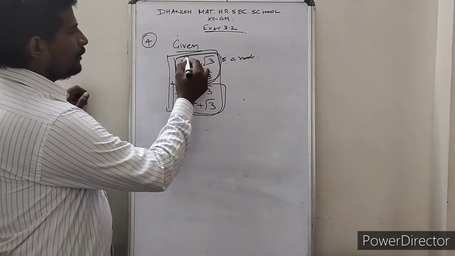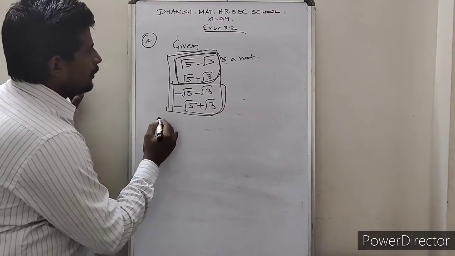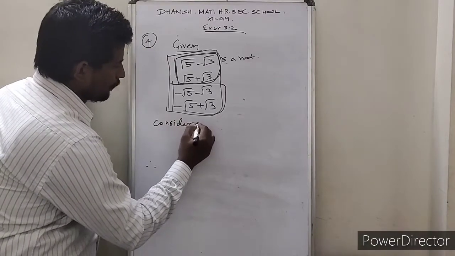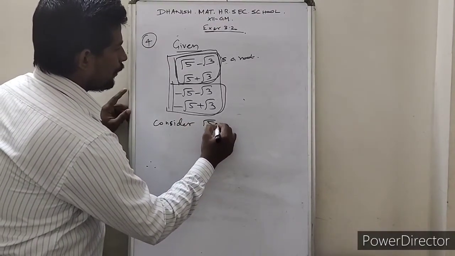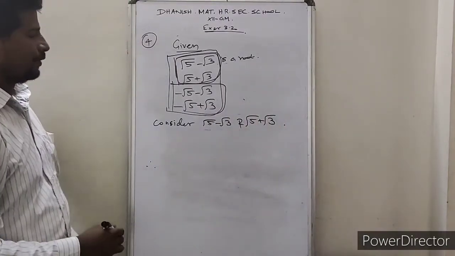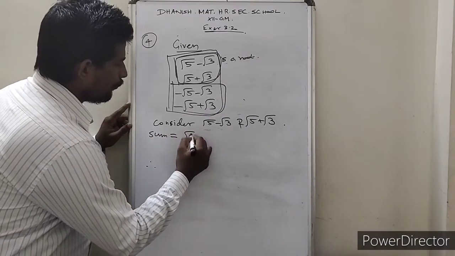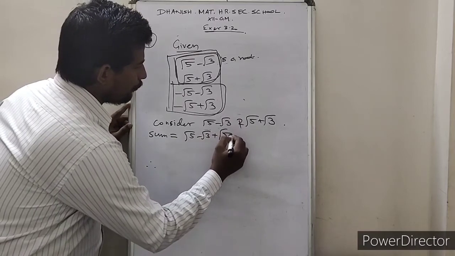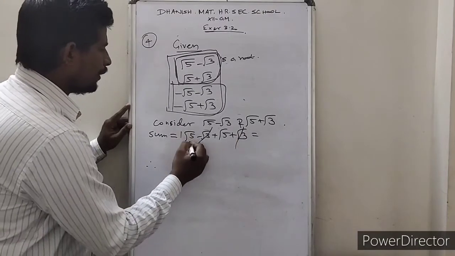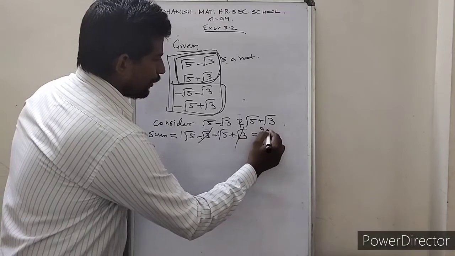First, I am going to take these two. By using these two, we can write a quadratic equation. First, I am going to consider root 5 minus root 3 and root 5 plus root 3. Now, I am going to find the sum: root 5 minus root 3 plus root 5 plus root 3. These two will get cancelled. What's the remaining? Here we are having root 5 plus root 5. That is 2 root 5.